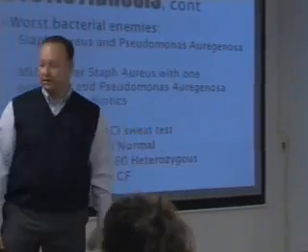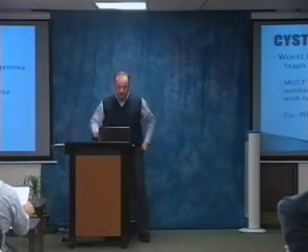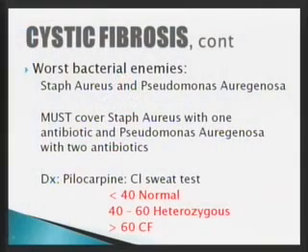All right, now, worst bacteria enemies, Staph aureus and Pseudomonas. Folks, if you ever think the answer is Staph aureus on the boards and it's not there and Pseudomonas is, I want you to always pick Pseudomonas because they go hand in hand. Must cover Staph with 1 antibiotic and Pseudomonas with 2 antibiotics. When we do micro, I'll break that down a little further.